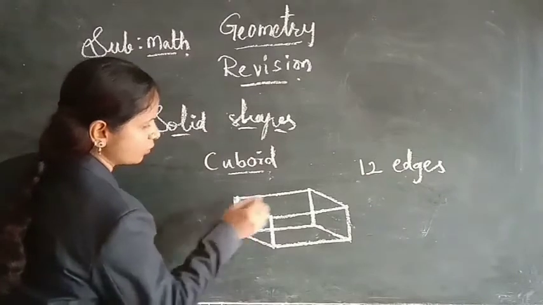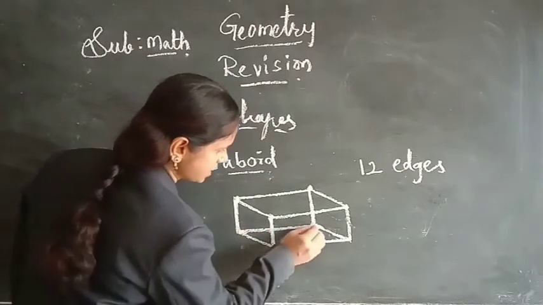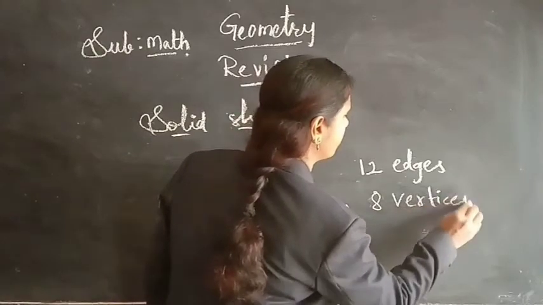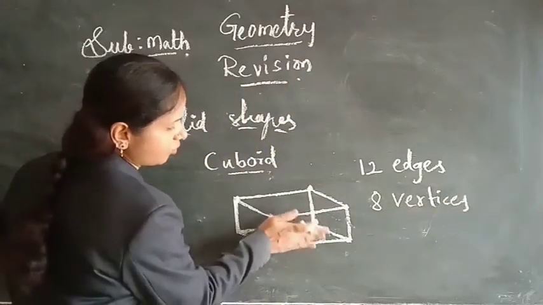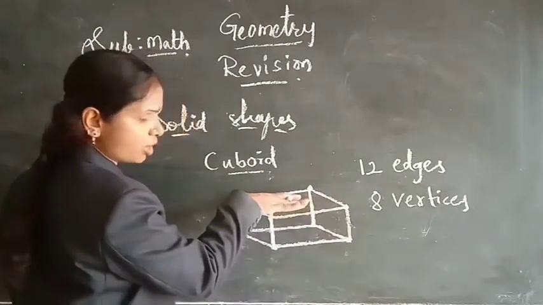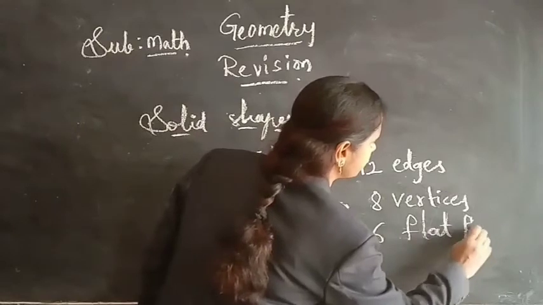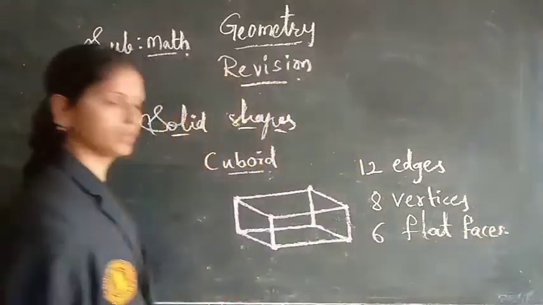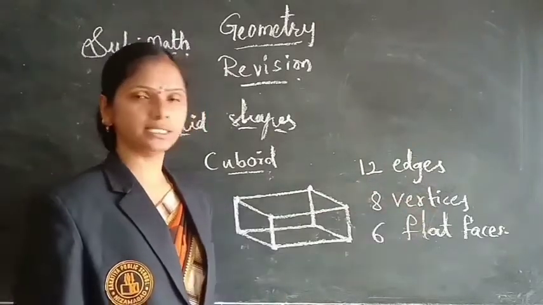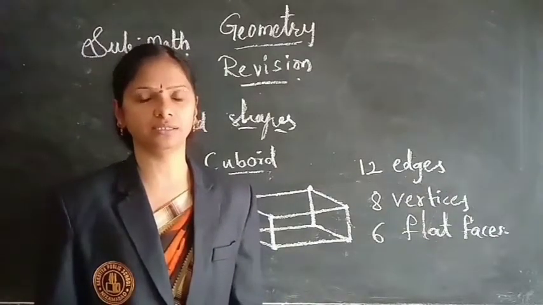Let's count the vertices. 1, 2, 3, 4, 5, 6, 7, 8. 8 vertices. And faces, children: front 1, back 2, left and right 3, 4, top 5, bottom 6. So 6 flat faces. Come on children, a cuboid has 12 edges, 8 vertices and 6 flat faces. A cuboid is a combination of squares and rectangles.